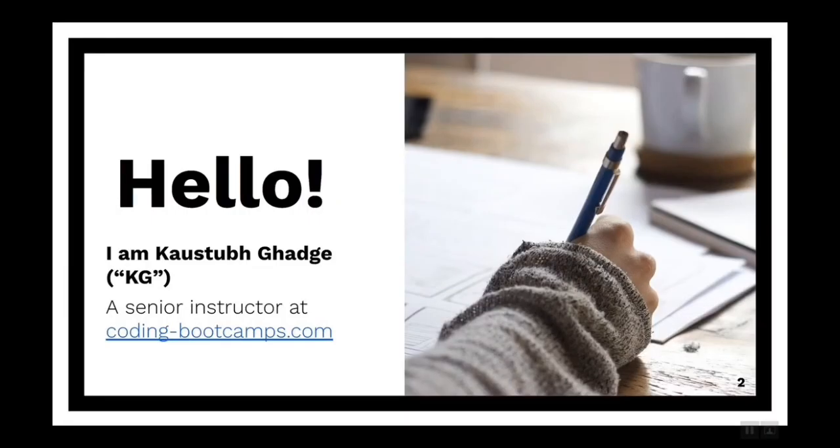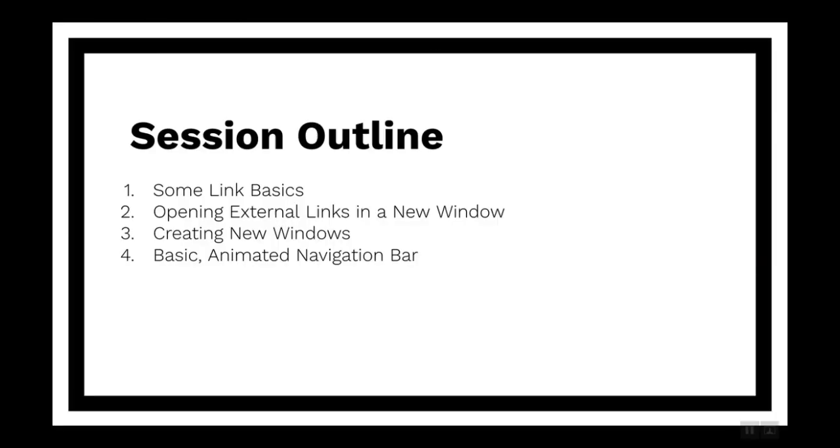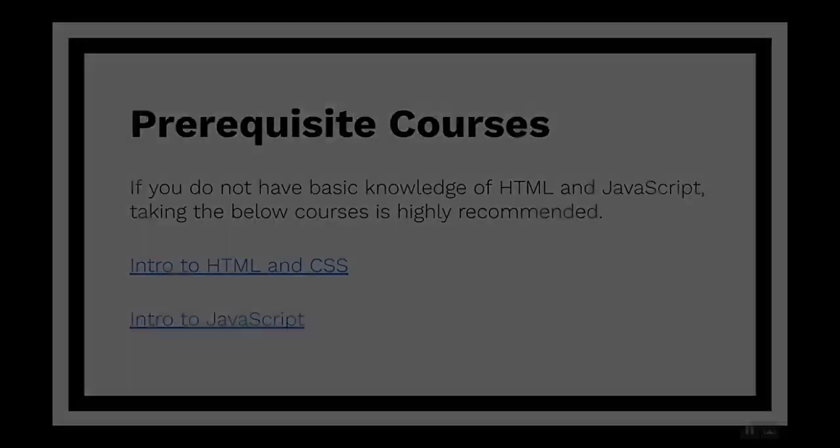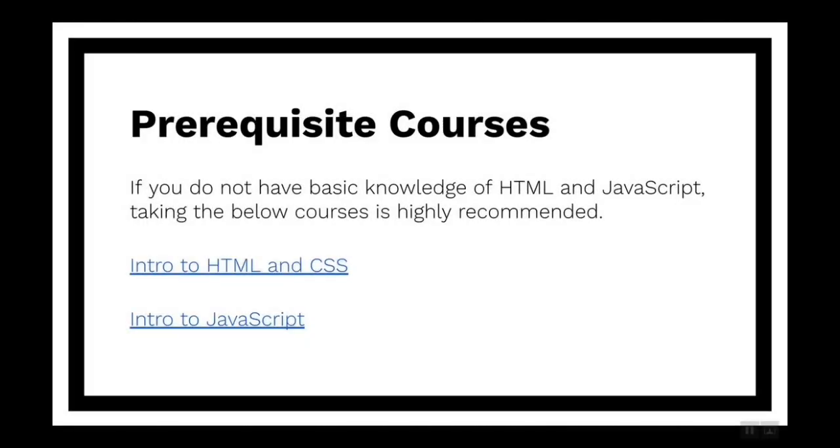Before we begin, let's look at the session outline. In this session, we will be covering some link basics. It's a quick refresher of understanding what hyperlinks are. We will also cover the opening of external links in new windows. We will understand creating new windows, and we will see how we can use window properties to create a basic and animated navigation bar. If you do not have the fundamentals of JavaScript programming clear, then you must take the Introduction to JavaScript course as well as HTML to understand the document object model.